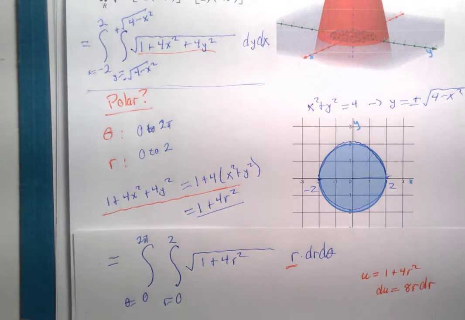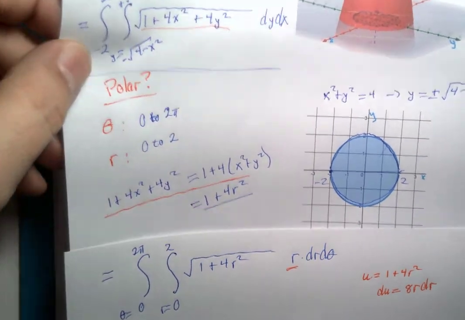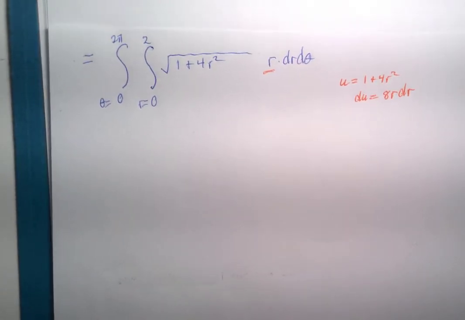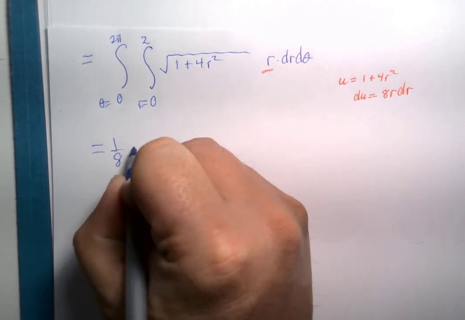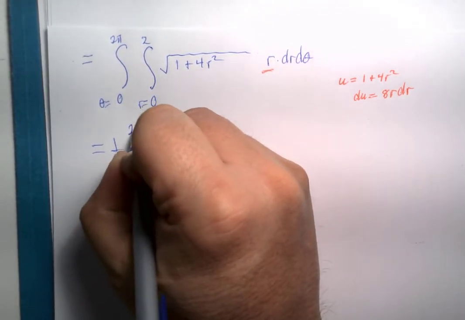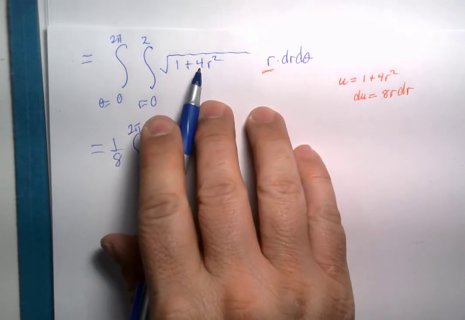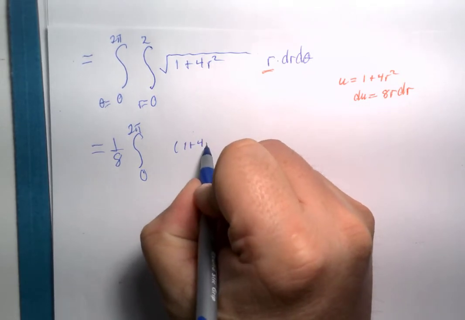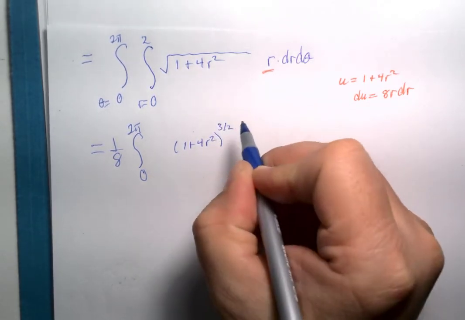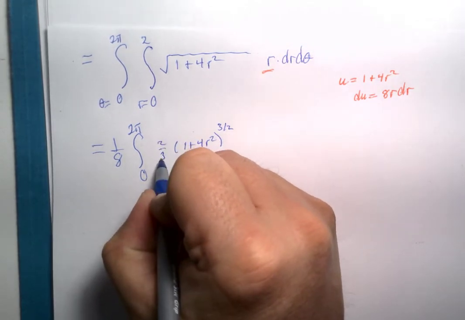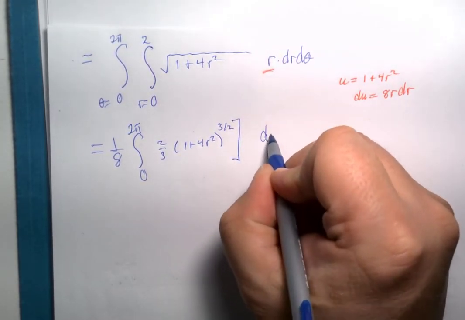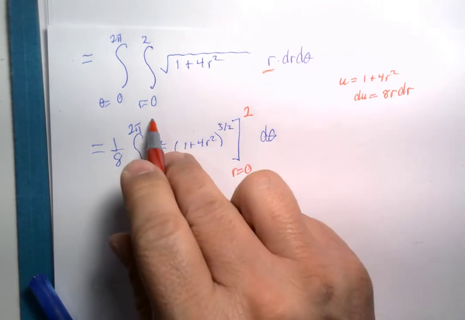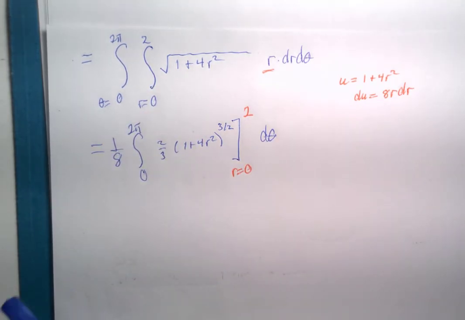So I'm not going to do this part very quickly. What I'm going to do is put the picture behind me for a moment. I'm now going to integrate this following problem. 1/8 from 0 to 2 pi. This is u to the half power. The integral of that is going to be u to the 3/2 power divided by 3/2, or multiplied by 2/3, d theta, and r goes from 0 to 2. Those are my limits or boundaries on the r variable.